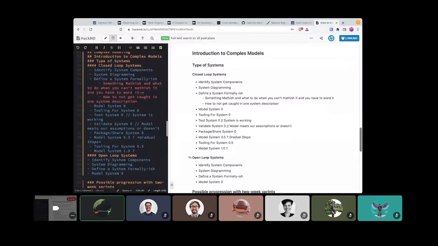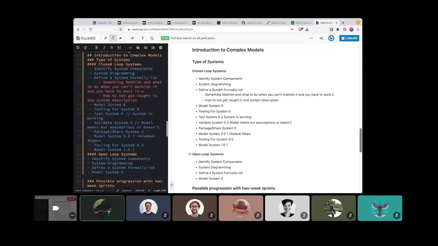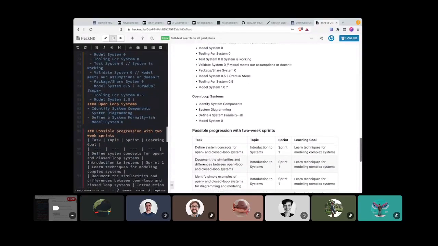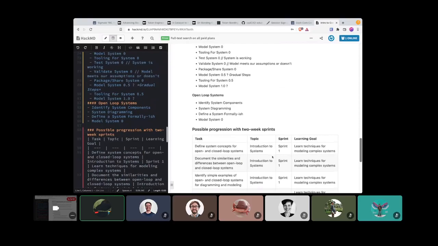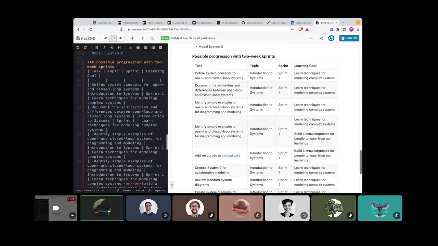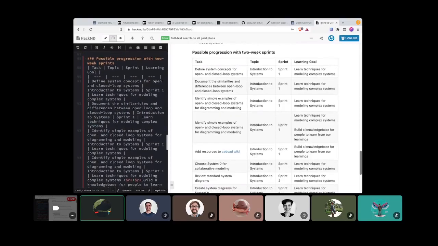And so we've sketched out this idea of starting with systems themselves and using closed and open loop systems to drive that conversation, and adopting a sprint-based approach where we could execute in 2-week sprints to cover an intro to systems. What are they? How do we define them? How do we think about them? And as part of that, add resources to the cadCAD wiki that is coming online so that we can be building a knowledge base from this.